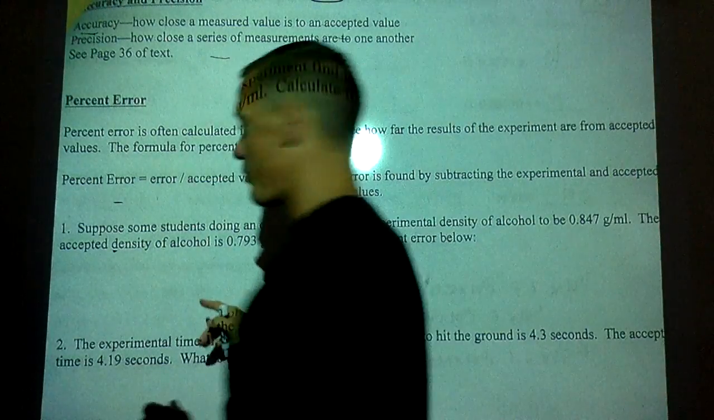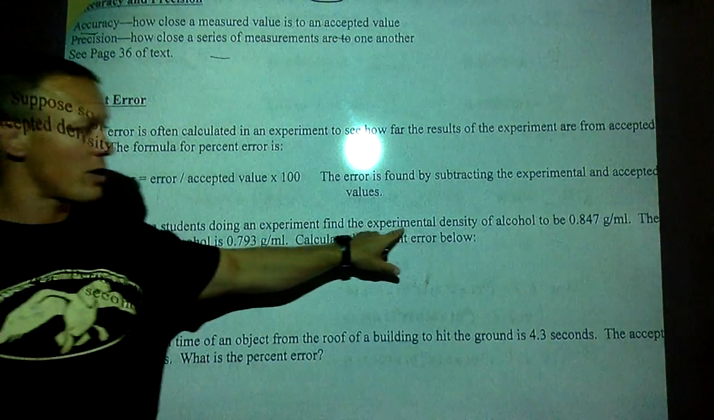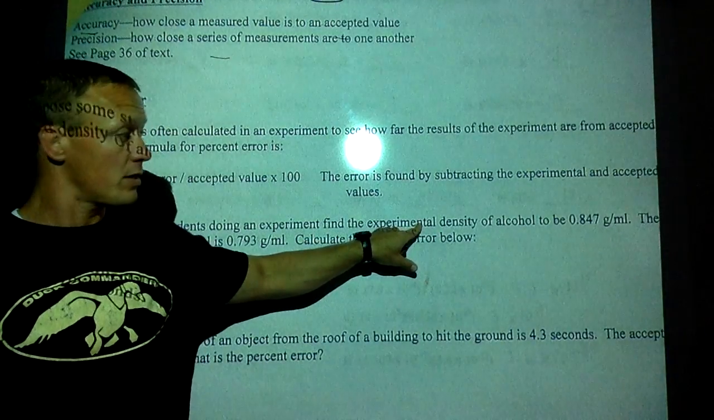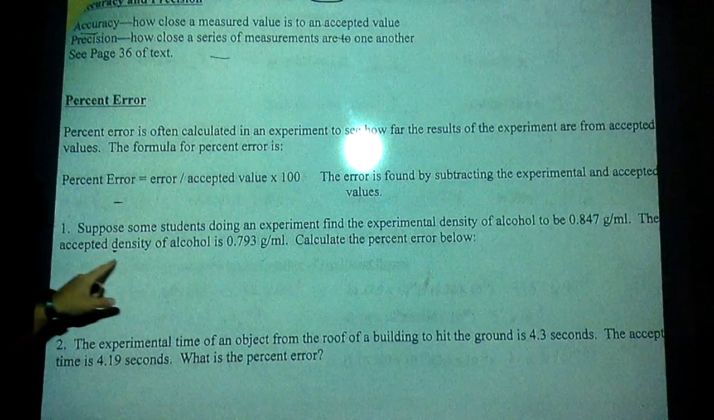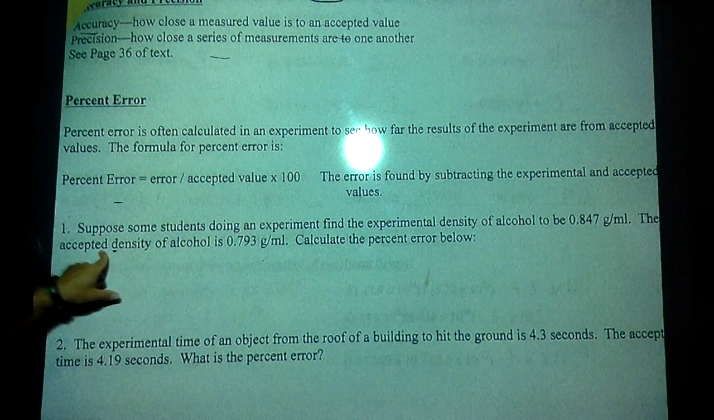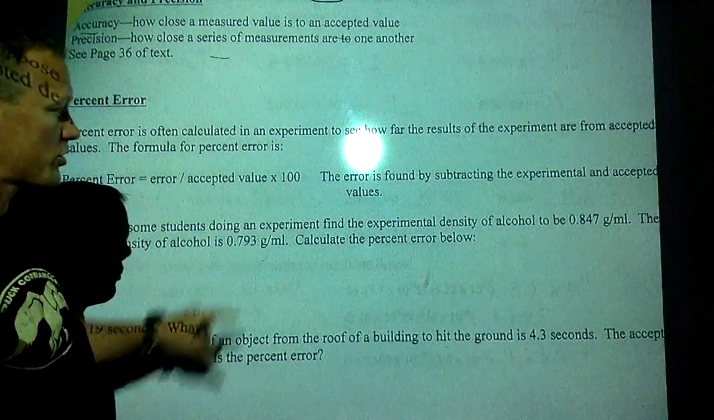So let's look at an example here. Some students are doing an experiment. They find the experimental density, that means in an experiment, that's not the real one, density of alcohol to be 0.847 grams per milliliter. The accepted or real density is 0.793. So they were off a little bit, but not a huge amount off from what they should have gotten.